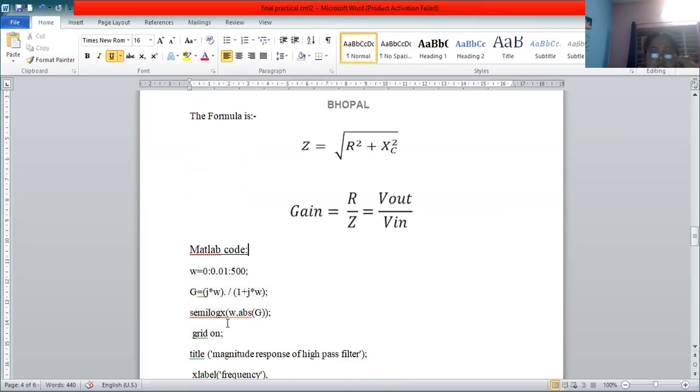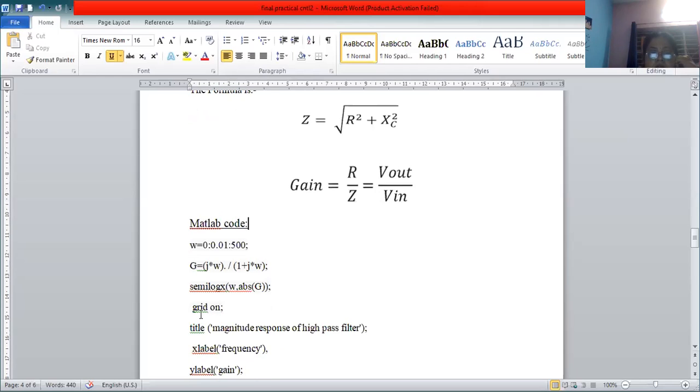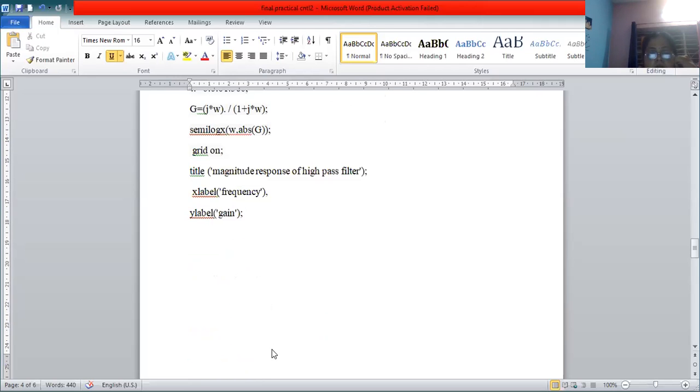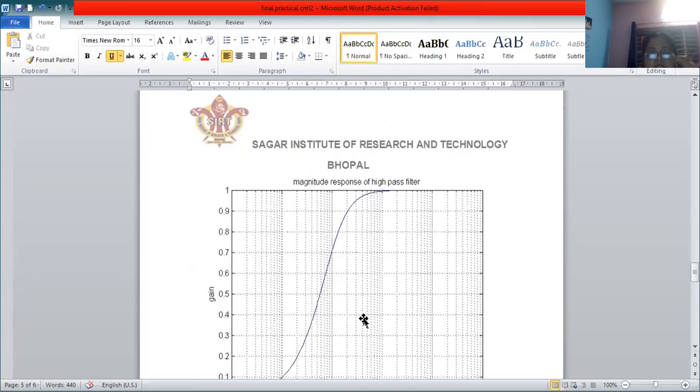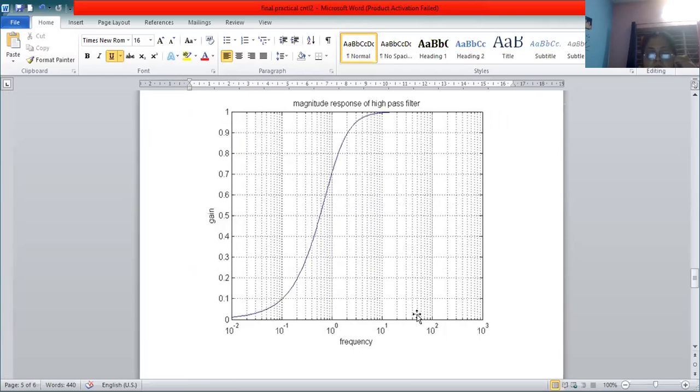The magnitude response is always drawn on semilog paper. So we have taken the semilogx command, which will plot W on the x-axis, and the absolute value of gain will be plotted on the y-axis. We have put the grid on. We have made the title as magnitude response of the high-pass filter, X label as frequency, and Y label as gain. And when we run this program in MATLAB, the response of the high-pass filter comes like this. Now, I will also discuss this program by sharing the MATLAB.